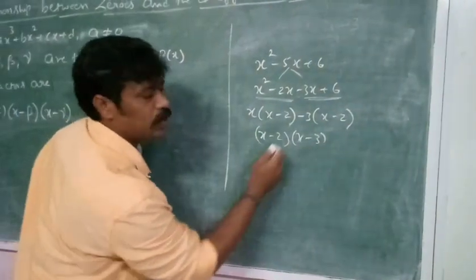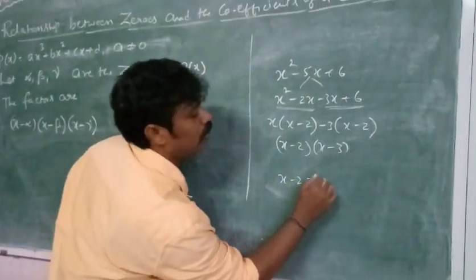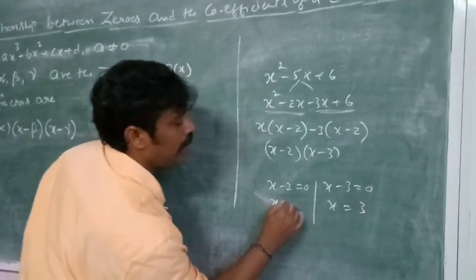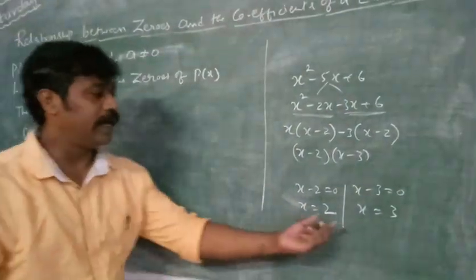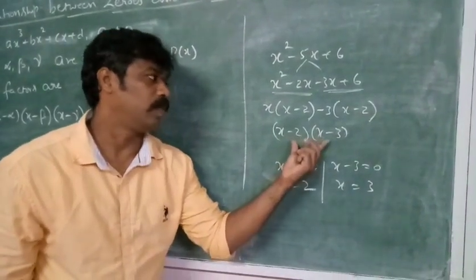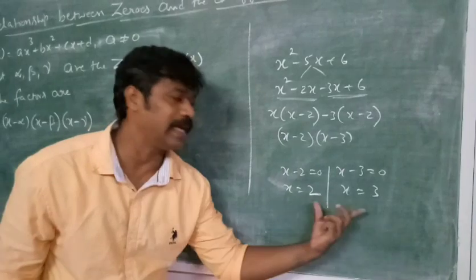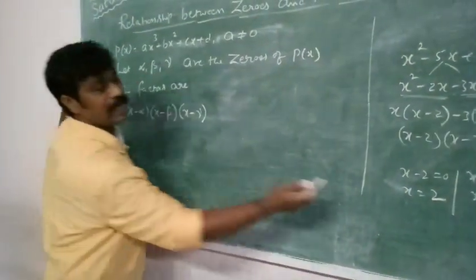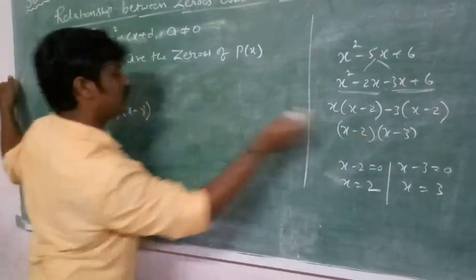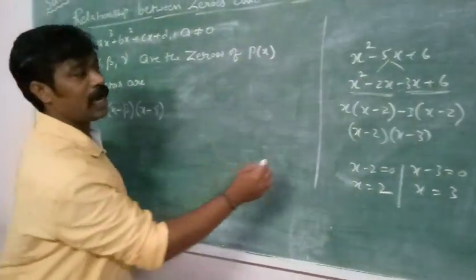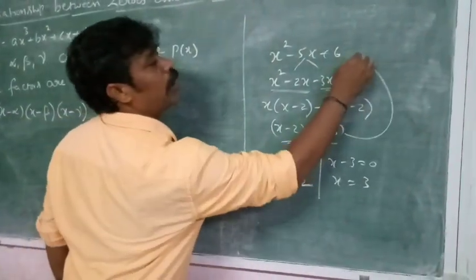So if we equate these factors to 0, then we will get the zeros: x is equal to 3 and x is equal to 2. So how are we getting this? If you equate the factors to 0, then we will get the zeros. Now if you observe here, alpha, beta, gamma are the zeros. First we have to write its factors, so we write x minus alpha, x minus beta and x minus gamma. And if you multiply these, then we will get the polynomial.